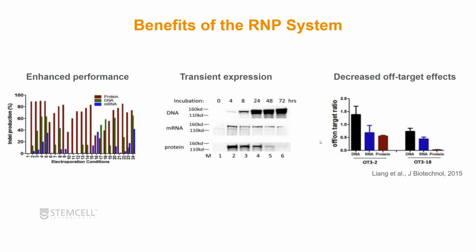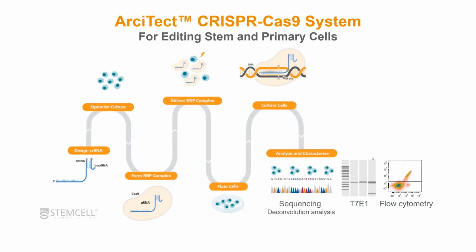And this is very nicely reflected in this data here, measuring off to on-target ratio at 2 off-target sites for a given guide RNA. And you can see that with the plasmid or DNA-based system, the off to on-target ratio is highest, especially compared to RNP or protein-based systems. And so here at STEMCELL, we offer the Architect CRISPR-Cas9 system, which is an RNP-based system. And this is what we feel is the best system for editing stem and primary cell types because of the data I just showed you.